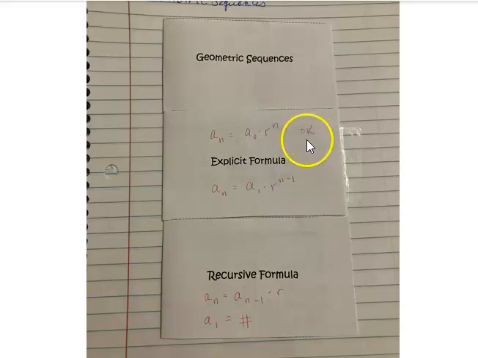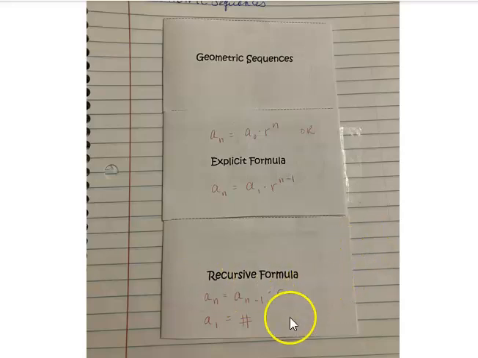The textbook formula uses a slightly different one. It's a sub n equals, instead of using the 0th term, it starts with the first term. It multiplies it by r still, but since you moved one space over to the right, you start with r to the n minus 1 rather than r to the n.